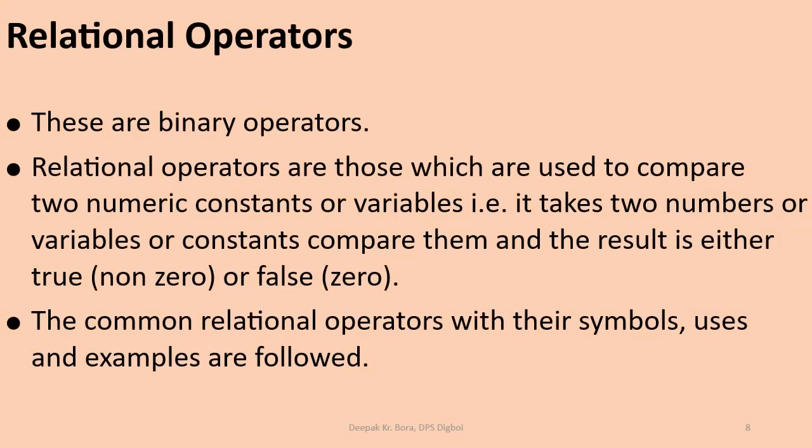Relational operators. These are binary operators. Relational operators are those which are used to compare two numeric constants or variables. That is, they take two numbers or variables or constants, compare them, and the result is either true, that is non-zero, or false, that is zero. The common relational operators, their symbols, uses, and examples are as follows.